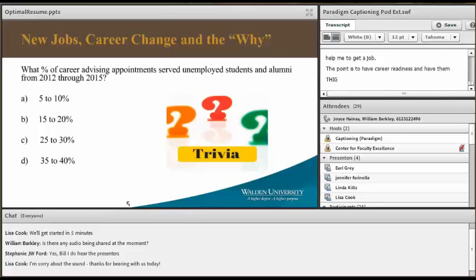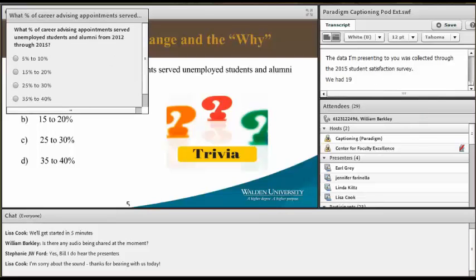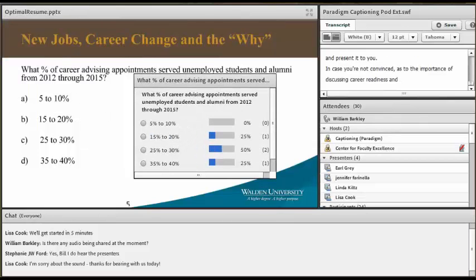So with that background, I'm going to go through about 5 slides now, and they're poll slides, and you're going to be given the option of choosing what you think is the top answer. The data that I'm presenting to you was collected through the 2015 Student Satisfaction Survey. We had about 19,000 students respond to that survey, which was fantastic. A subset of those responders talked about what their career goals were, and so we wanted to collect this data and then present it to you in case you're not convinced as to the importance of discussing career readiness and getting students to think about their career goals at the beginning of their program. Hopefully these trivia responses, the questions and answers I'm about to present to you, will convince you.